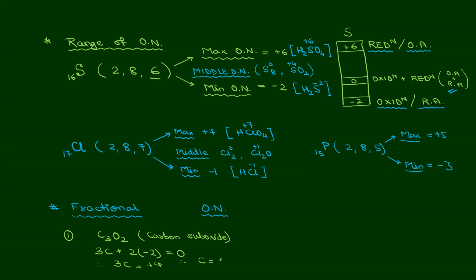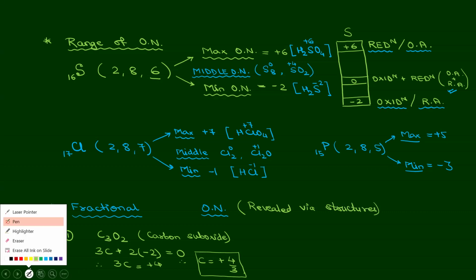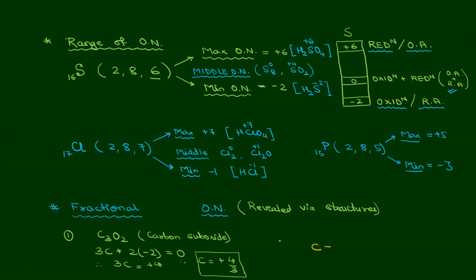So you observe that carbon is getting a fractional oxidation number. So theoretically it's fine. Practically, 4/3 is not possible. Now this is revealed via structures. Meaning, you need to know the structures to know the concept. I'll give you the structure of carbon suboxide. So what is in carbon suboxide? The 3 carbon atoms are joined via double bonds, and the oxygens are present at the ends, again via double bonds. This is the structure, and this you are supposed to know.